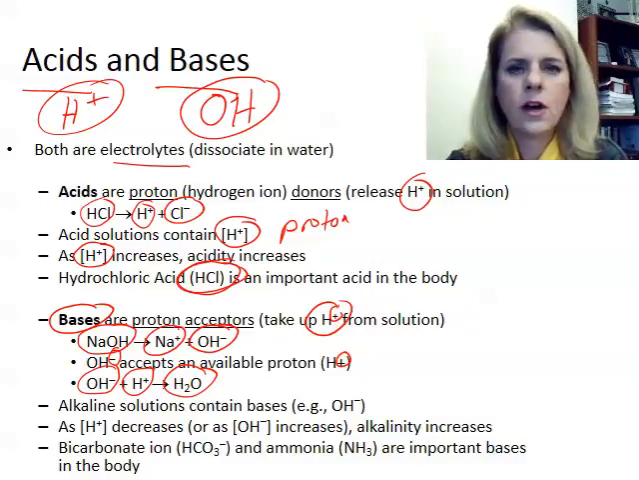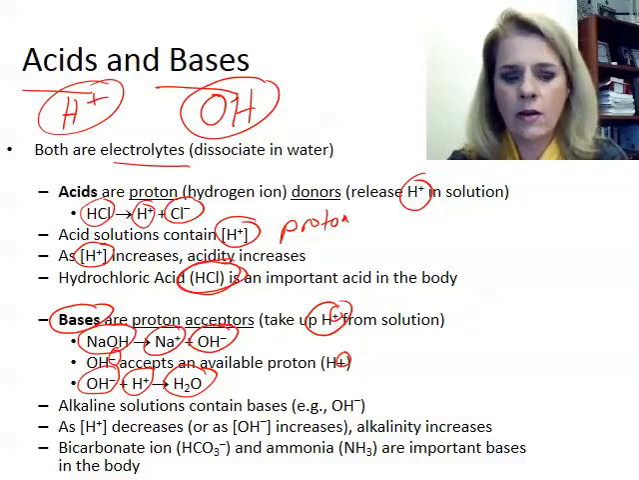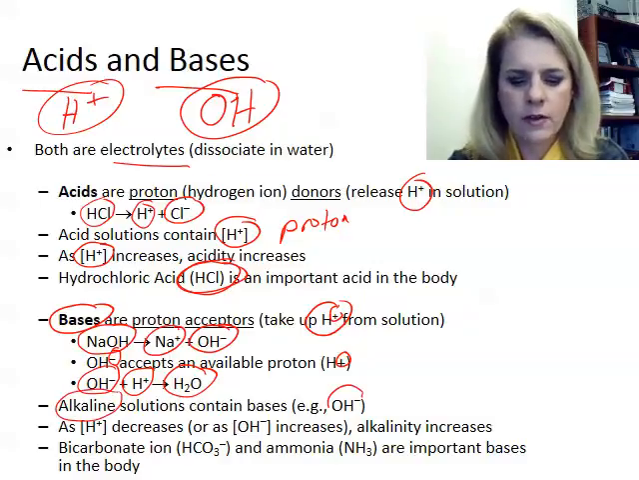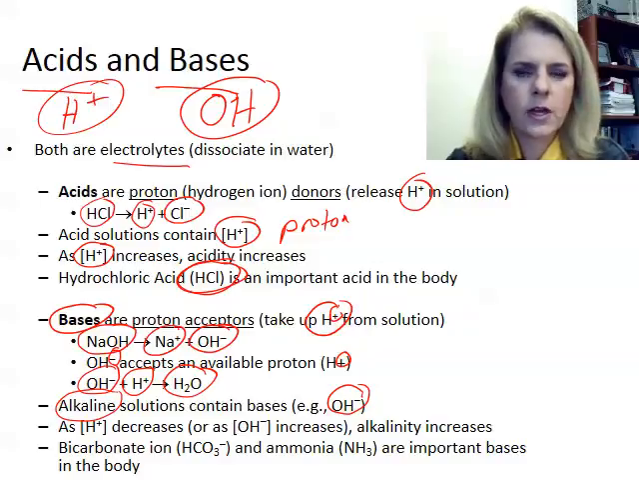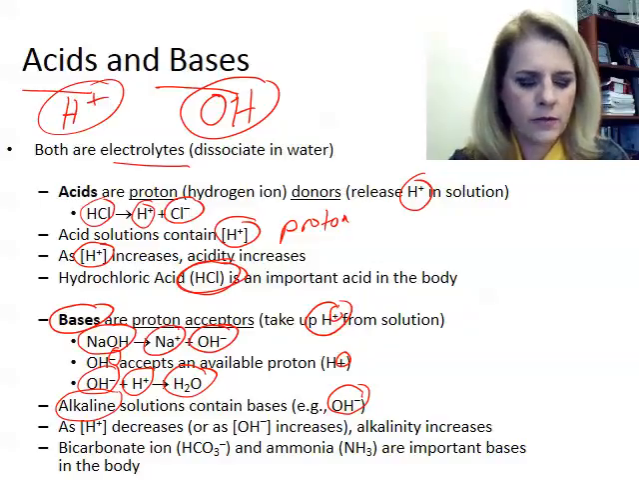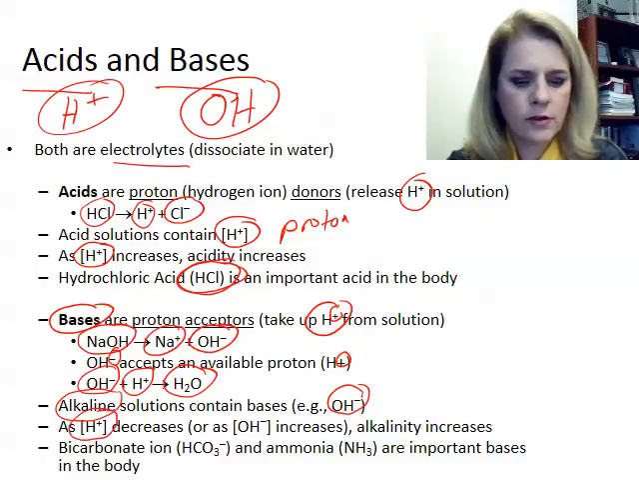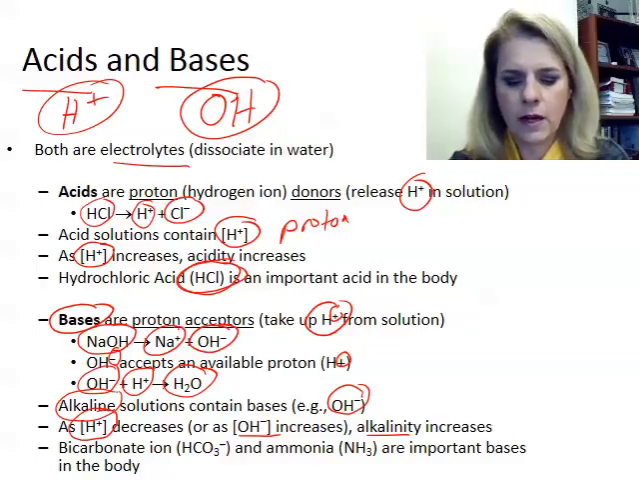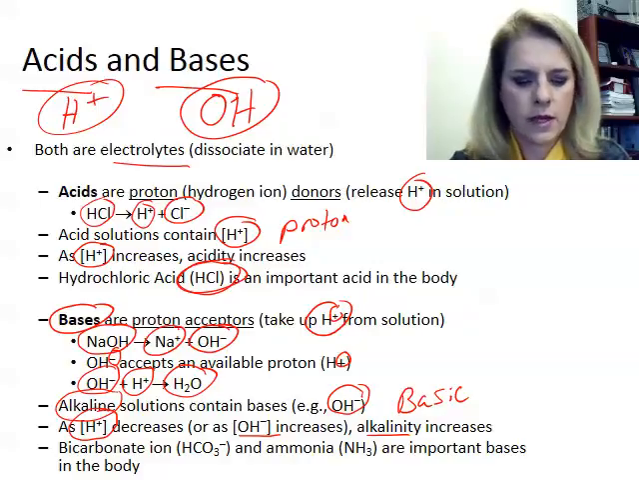And so when you talk about bases, you also use the word alkaline. So a basic solution is also an alkaline solution. And alkaline solutions are going to have a lot of these OHs. So you're going to have fewer and fewer protons. So the fewer protons you have, the more OHs you have, and the more basic or alkaline it becomes. So alkalinity and basic mean the same thing.